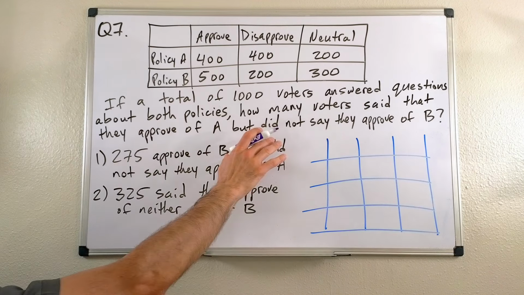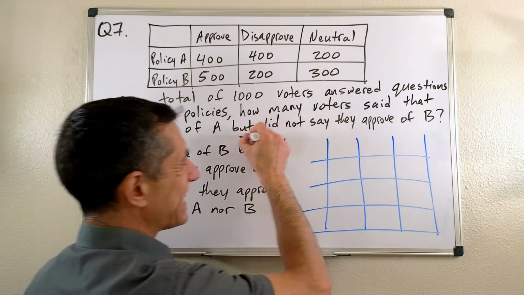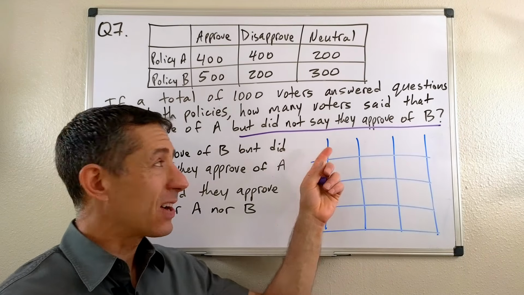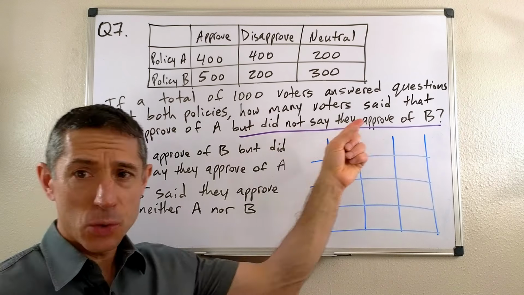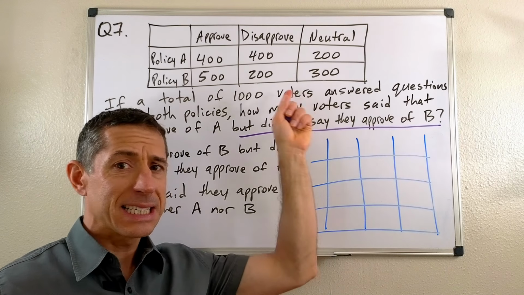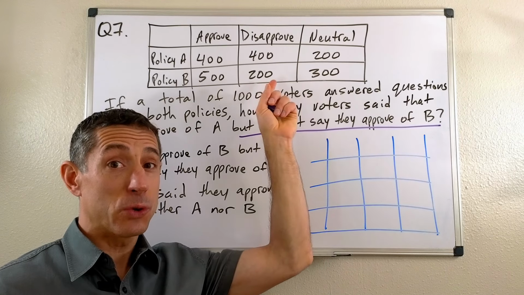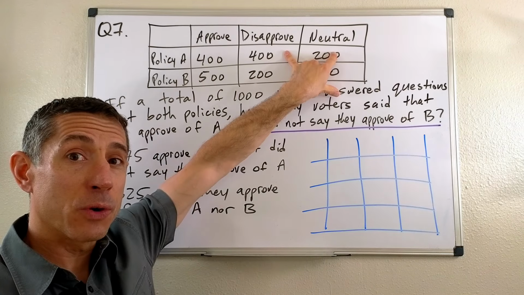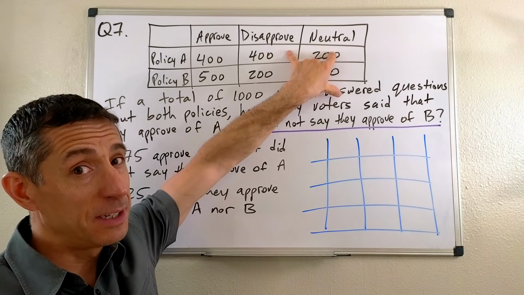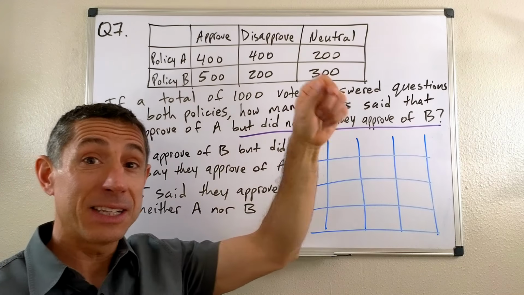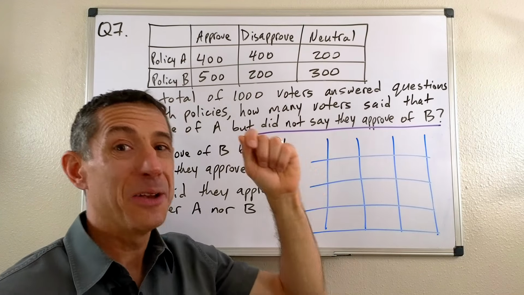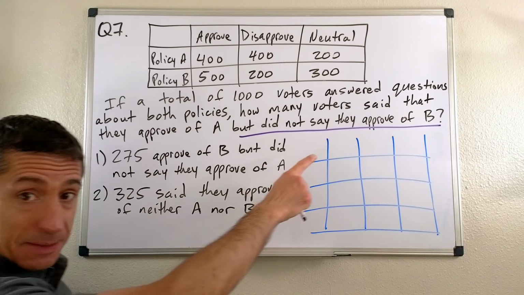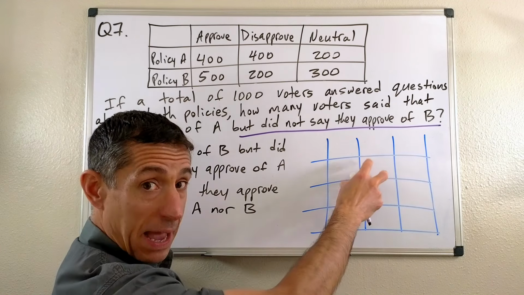So how many of these voters said that they approve of A but did not say they approve of B? Really subtle, but notice what they're saying there. If you did not say you approved of B, that does not necessarily mean you disapproved. If you either approved or you did not say you approved, you could have said disapprove or neutral. Both of those count as not saying you approved. Having fun yet, guys?